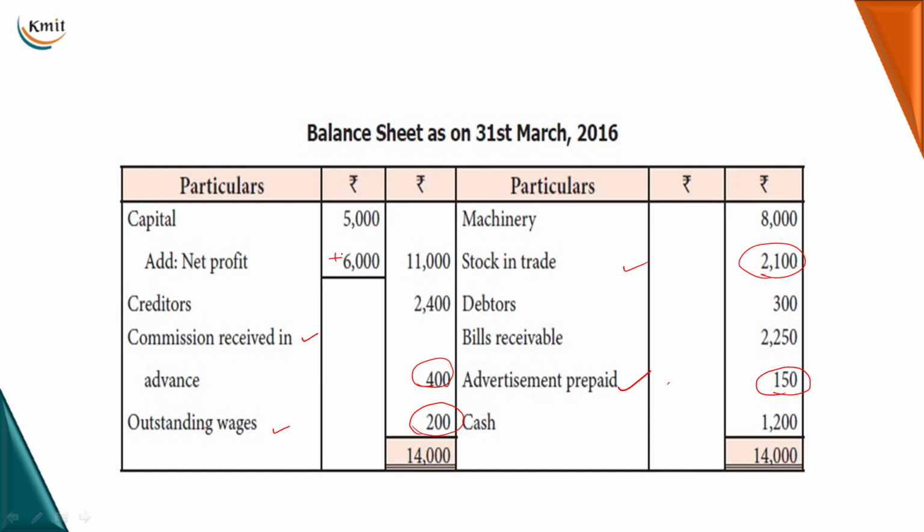This net profit is added to your capital. This is a total now, okay, and sum up the asset side as well as the liability side. Liability side is equal to asset side. Now we see the balance sheet is balanced after making all the relevant adjustments. This is how the financial statements are prepared, making the appropriate adjustments that have been asked for. I'll end the session here. Thank you.